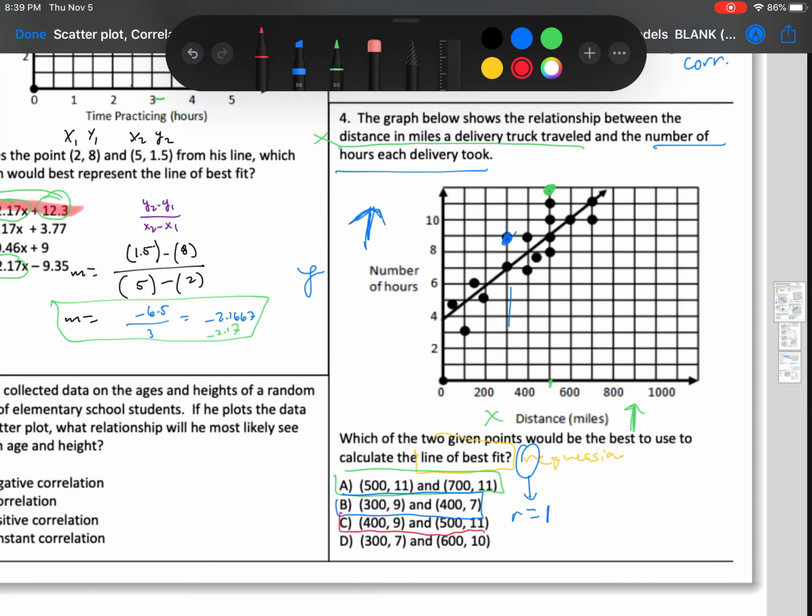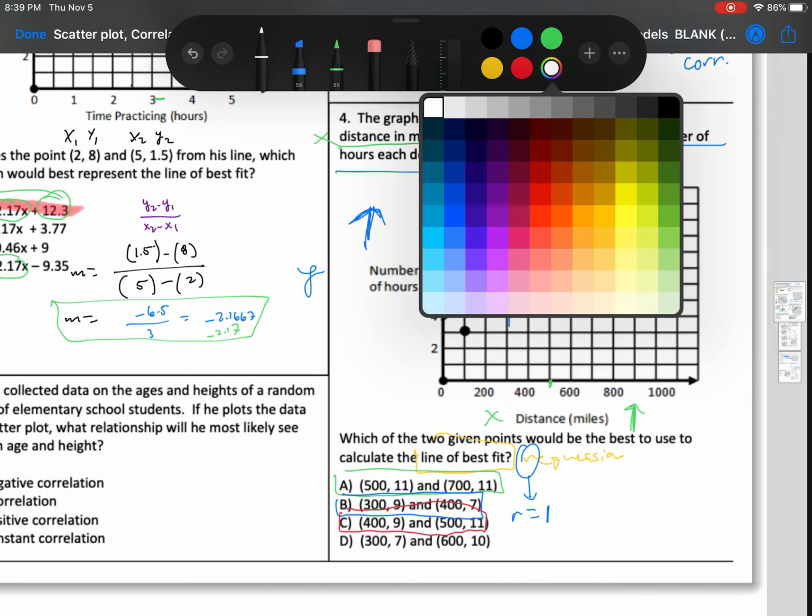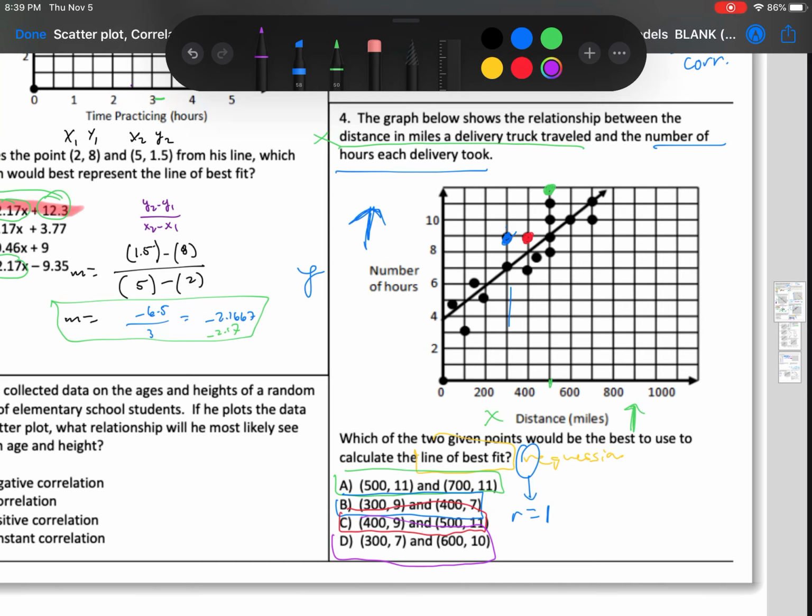Let's try C. (4, 9). Not on the line yet. Let's try this last one. (3, 7). Ding. Let's check the other one. (6, 10). Ding. So I would love to use the last one. So my answer is 4 is D.